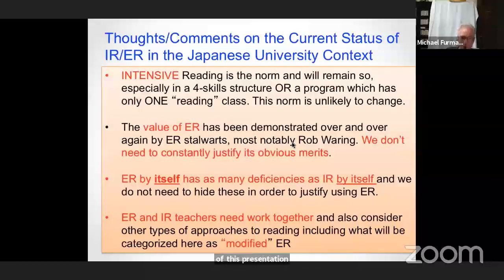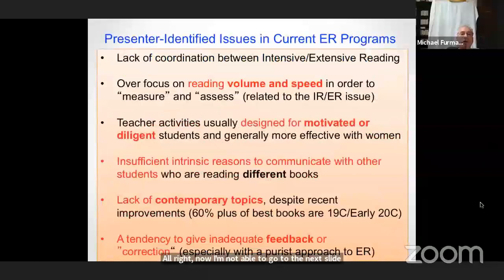All right, now I'm not able to go to the next slide for some reason. Oh, there we go. So here are some of my issues in current ER programs. One is there isn't enough coordination, as I've mentioned, between intensive and extensive reading. In my view, and a lot of people disagree, there's too much emphasis on speed reading.